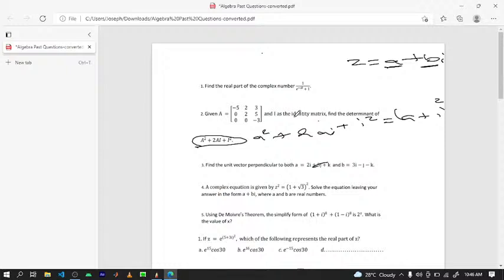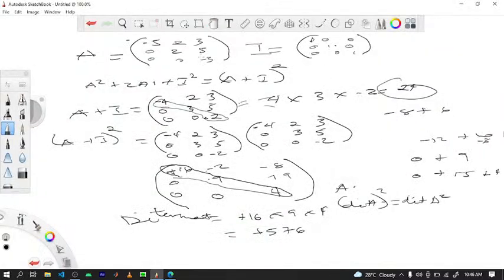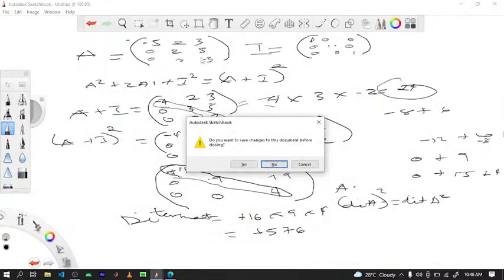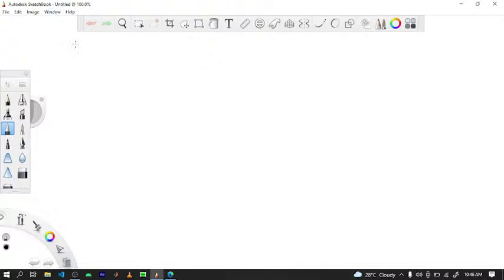We are supposed to find a vector that is perpendicular to both A and B, and we've been given A as follows. So let's move on to solve that one as well. We've been given A as 2i plus 5j plus k, and our B is 3i minus j minus k, right? So we are to find the unit vector that is perpendicular to both A and B.